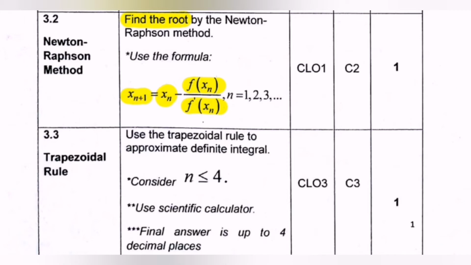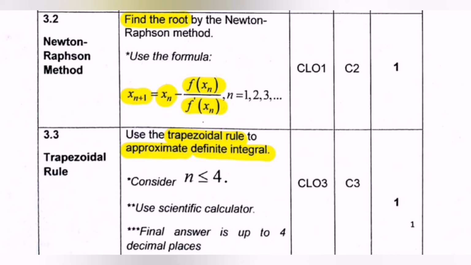Part number 3, where we have the trapezoidal rule. So in here, what is the usage of the trapezoidal rule? The purpose of the trapezoidal rule is to find the area under the graph. So use the trapezoidal rule to approximate, meaning that it is not an exact value, it's just an approximation of the definite integral, or you may say the area. So kindly take note, n is the strip, subinterval or parts.